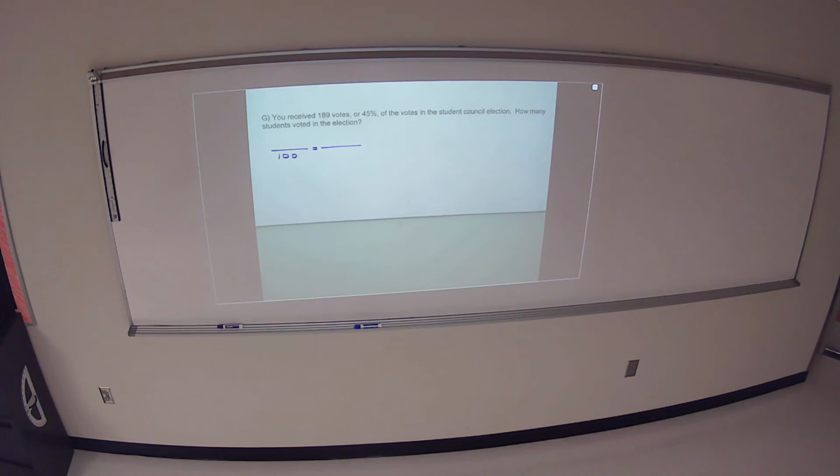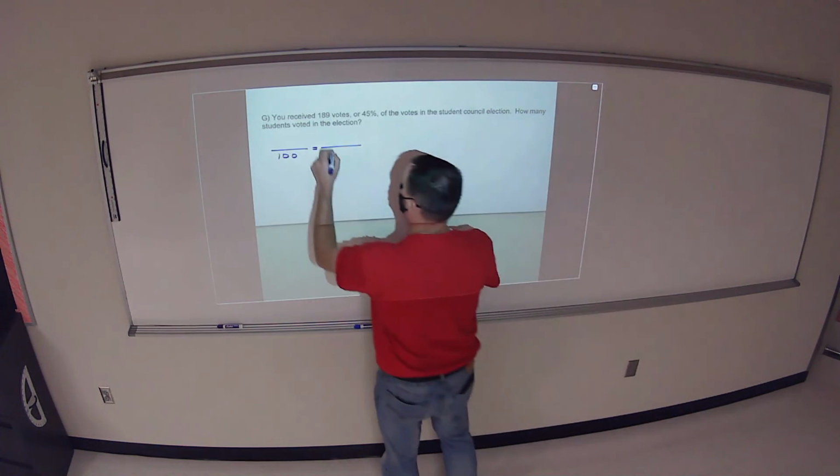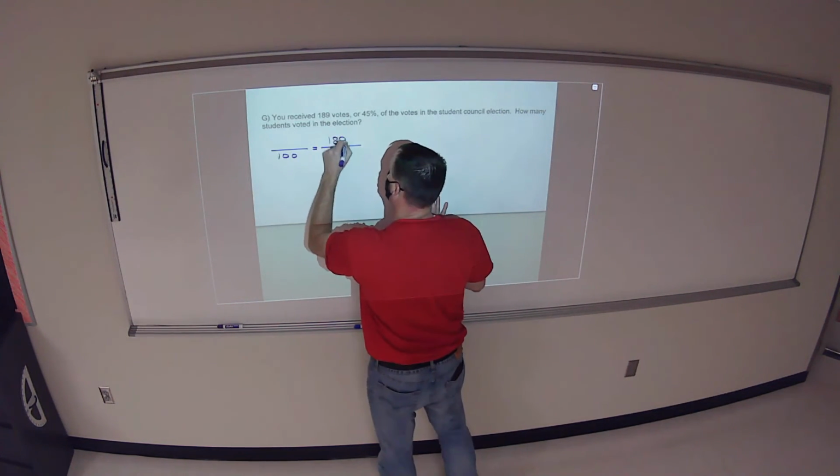My 189 represents how many votes you got. Did you get them all? No, you only got part of them. Look at that. That's the word part. You only got part of them. So your 189 in this problem is the part that you got.